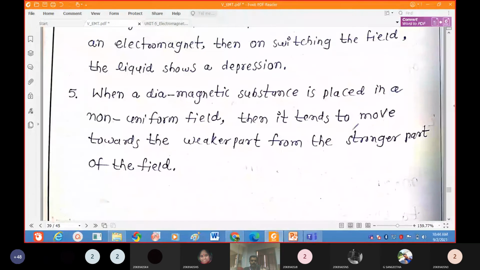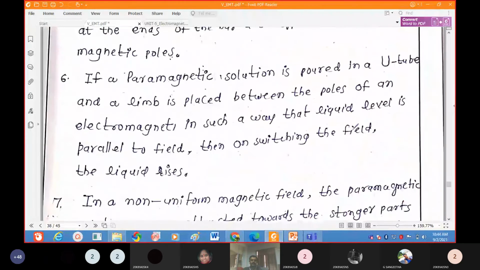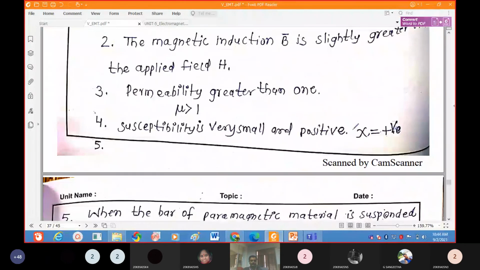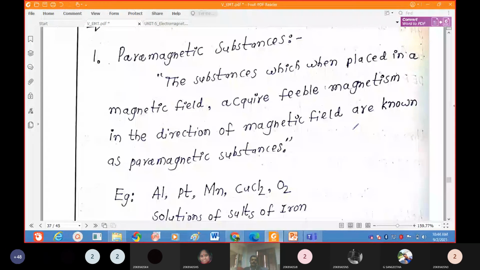Okay, so this is about the diamagnetic material. The next one is the paramagnetic material. The substances which, when placed in a magnetic field, acquire a feeble magnetism in the direction of the magnetic field are known as paramagnetic substances.